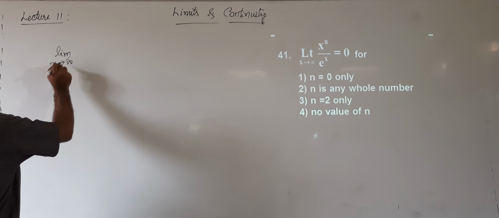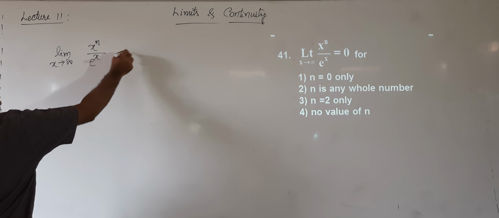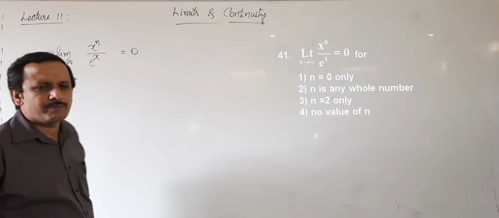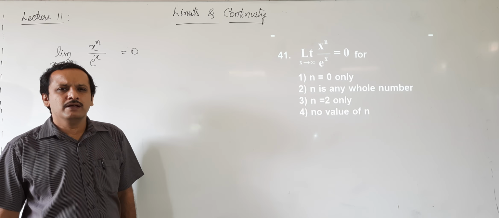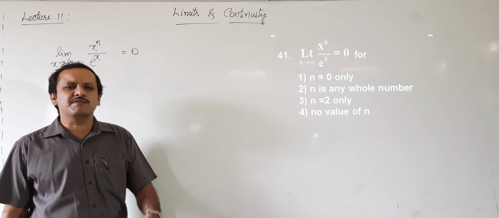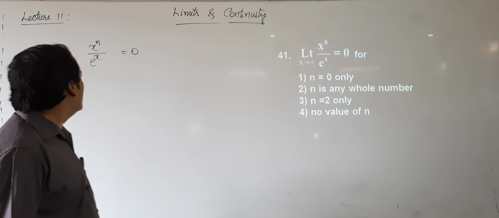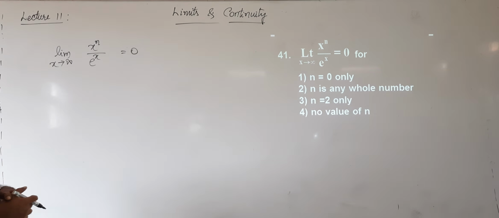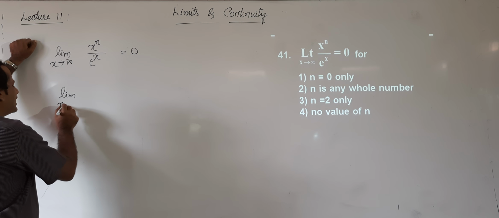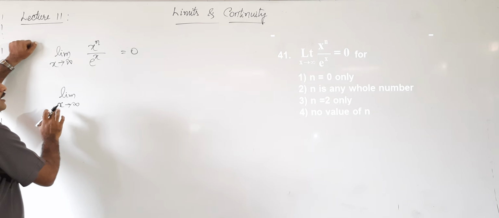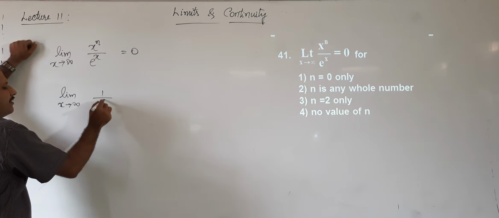Okay. So limit x tends to infinity x to the power n by e power x, this is equal to 0, they have already given. Now what should be the value of n? That's the question. So what we do is we will put some value for n and verify by looking at the options. Put n equal to 0, then what happens? Limit x tends to infinity, if I put n as 0, x power 0, that is 1 by e power x.